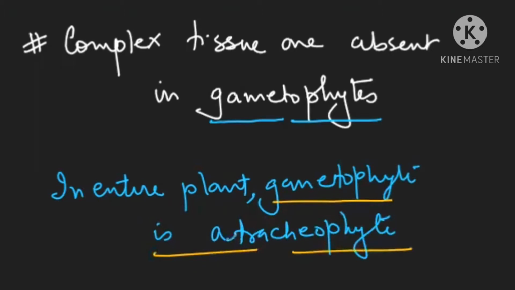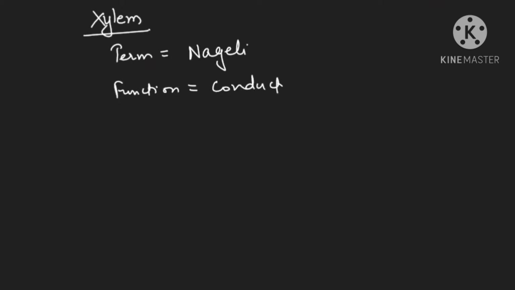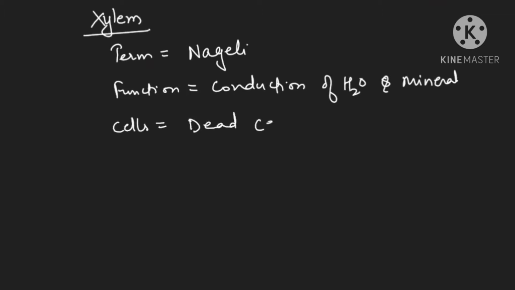Is it clear? Now let us study xylem in detail in this video. Now this term xylem was given by Nageli. And the function of the xylem is for the conduction of water and mineral. So if they have to do the conduction of water and mineral, then obviously the cell needs to be dead so that their working efficiency can be increased. So cells are dead cells. Only one component will be living, but majority will be the dead cells.